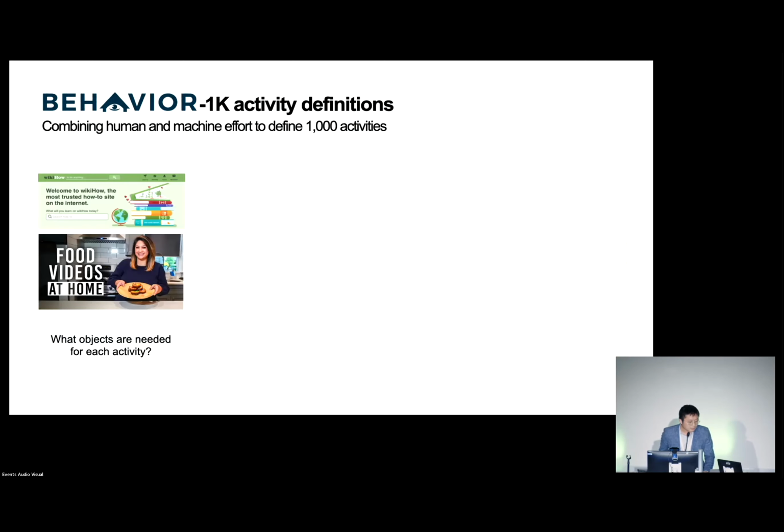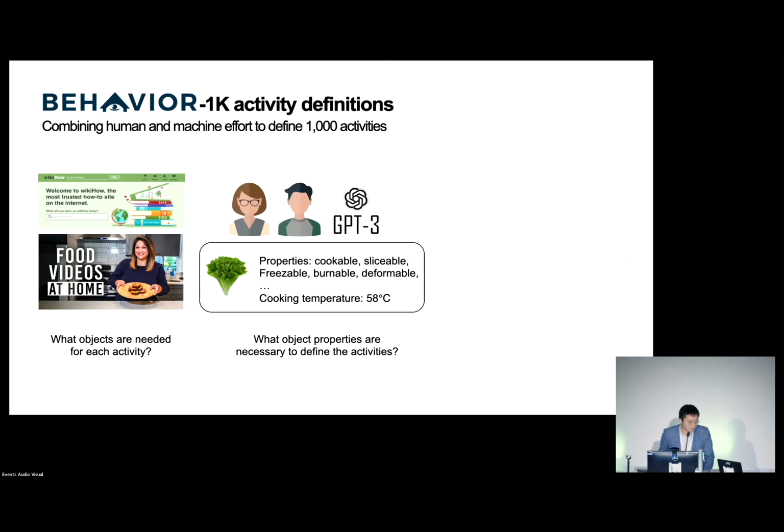Before we can concretely define these 1,000 activities, however, we need to first figure out what objects and object properties are relevant for each activity. Without narrowing down the scope, our activity annotators can easily be overwhelmed. To do that, we first sourced 5,000 how-to articles and videos online to figure out what objects are needed for each activity.